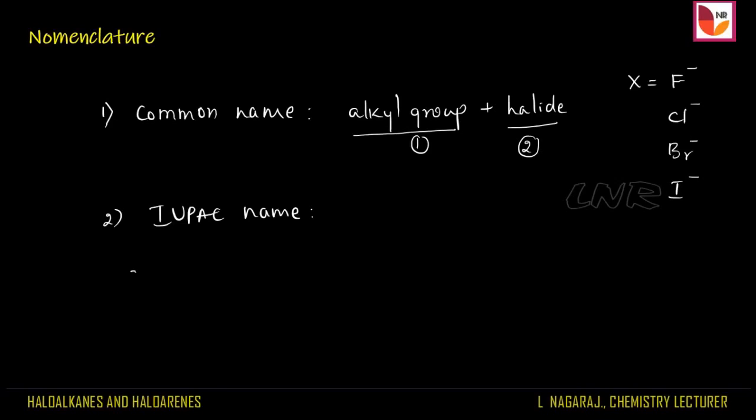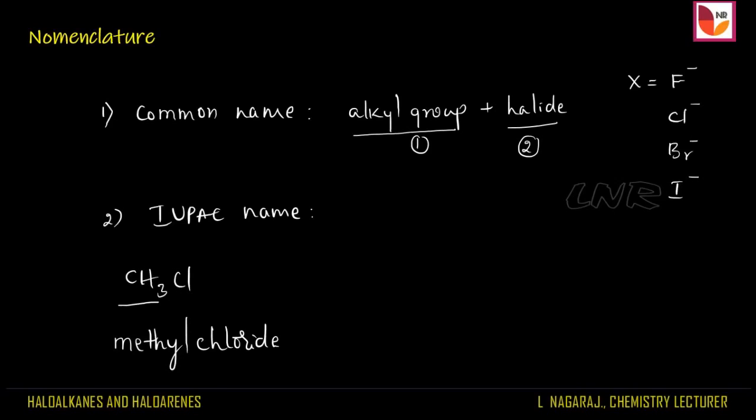For example, let us consider CH3Cl. Here the alkyl group is the methyl group, that is it contains one carbon atom, so the name is written as methyl, and then write the name of the halogen. It contains Cl, so it is written as chloride: methyl chloride.